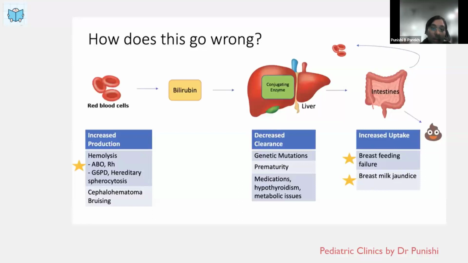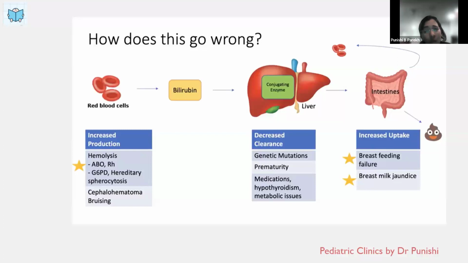Now, hemolytic jaundice again can be because of various reasons. It can be because of ABO or RH incompatibility, or the presence of hemoglobinopathies like G6PD deficiency, hereditary spherocytosis, and alpha thalassemia. So these are the commonest causes of newborn jaundice, which is hemolytic jaundice.